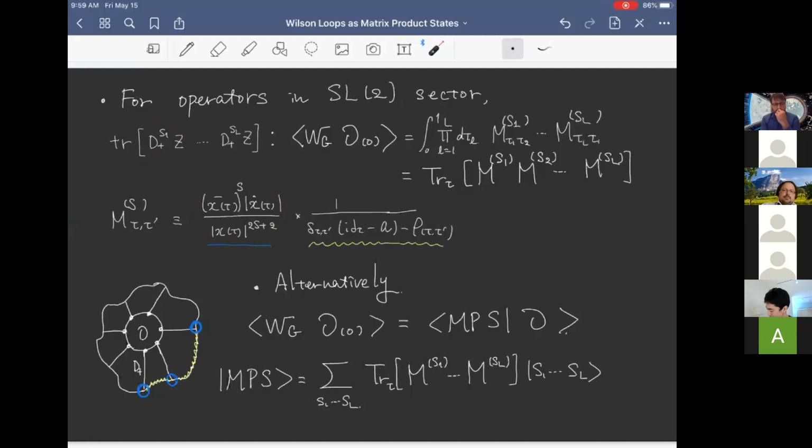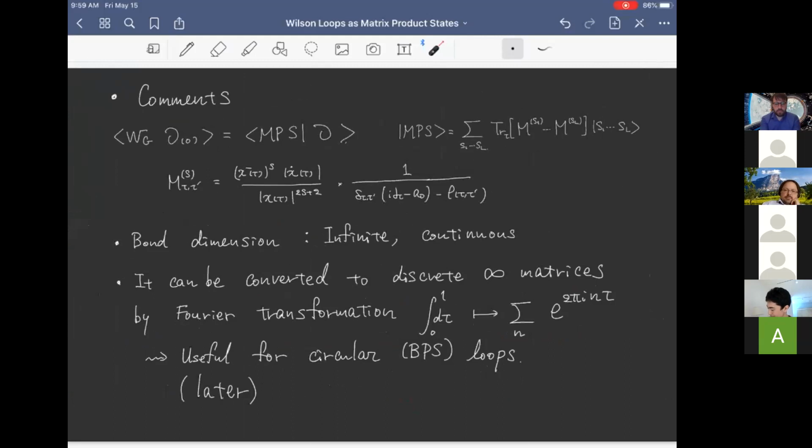And alternatively, you can also express this as an inner product between a matrix product state and the operator. So this is just a trivial rewriting, basically. Instead of just looking at this particular operator, I just consider the sum and then express the correlator as the inner product.